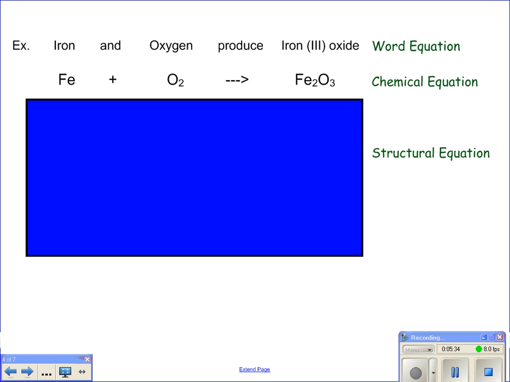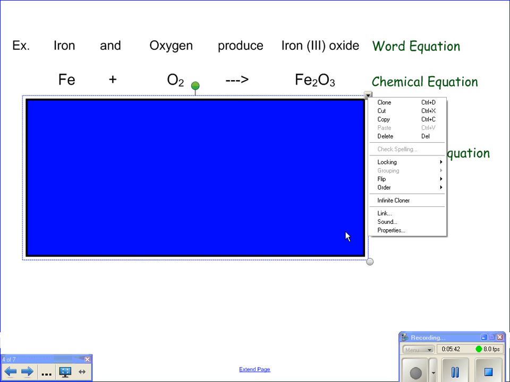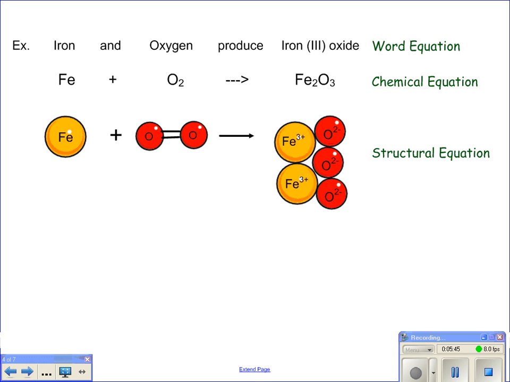And so when we write the chemical equation from those words, we end up with something like this. We could represent this structurally. Maybe something like this. And we notice that in this combination, iron has given off some electrons to oxygen. Oxygen becomes oxide, iron becomes a cation, and they combine in a 2 to 3 ratio.